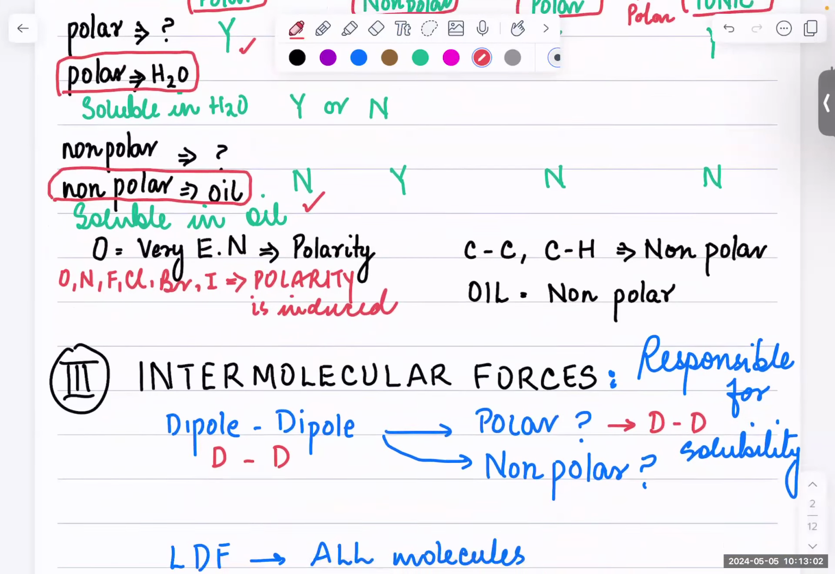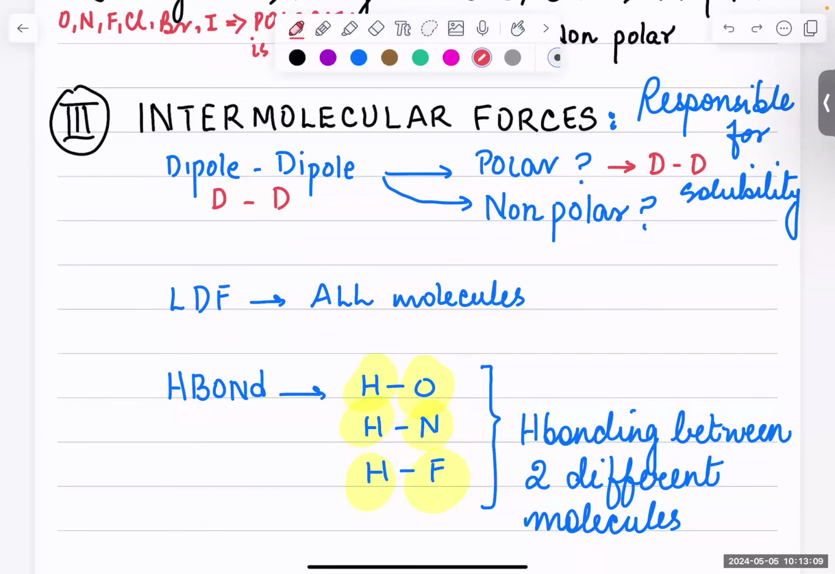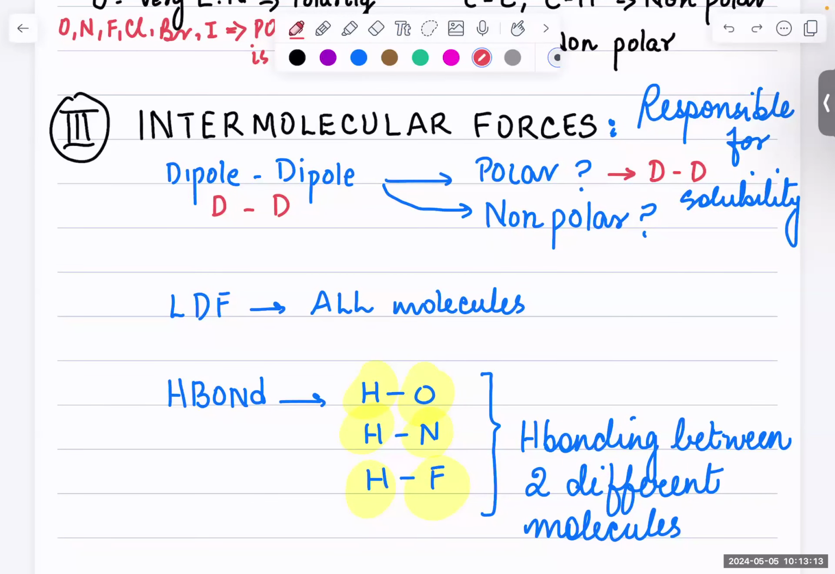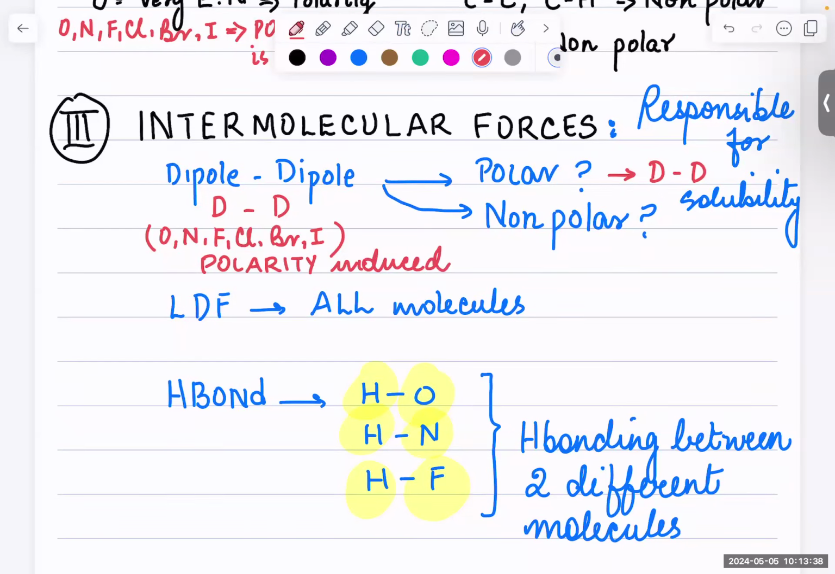Dipole, you remember that you read about dipoles in intermolecular forces. What is going to be in the dipole? Like I said, oxygen, nitrogen, fluorine, chlorine, bromine, and iodine. These are always going to induce polarity in the molecule. That's what makes a dipole. Dipole means two poles, polarity. Polarity is induced because of the presence of these, and the molecule becomes polar. Then you're going to see whether, if it has a dipole, it will dissolve in a polar solvent. Yes, it will. But if it is non-polar, it is not going to be soluble.